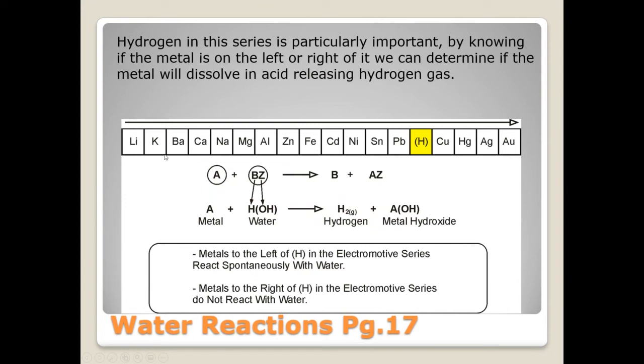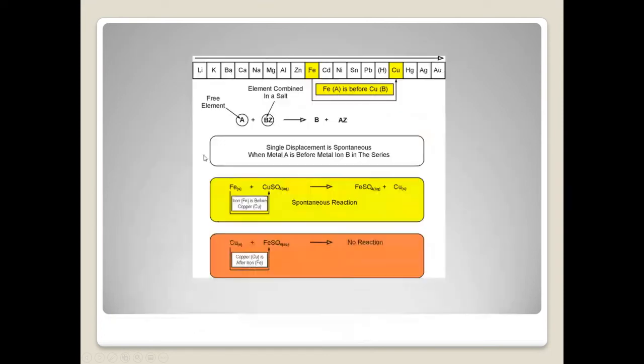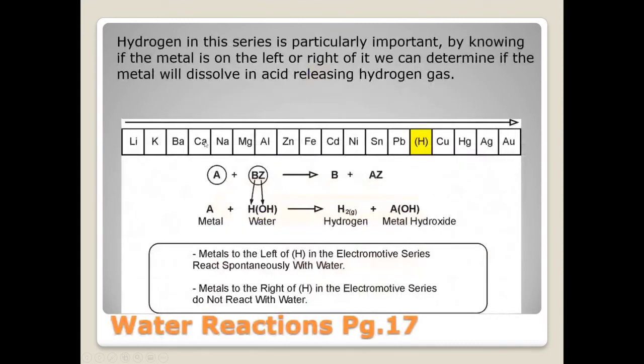But to the point of this rule here, you'll see this looks very similar to the electromotive series chart because it is. Still have the arrow on the top. These are all exactly the same. And basically we're doing the same thing here. Metals to the left of hydrogen in the electromotive series will react spontaneously with water. Metals to the right of hydrogen in the electromotive series will not react spontaneously with water.